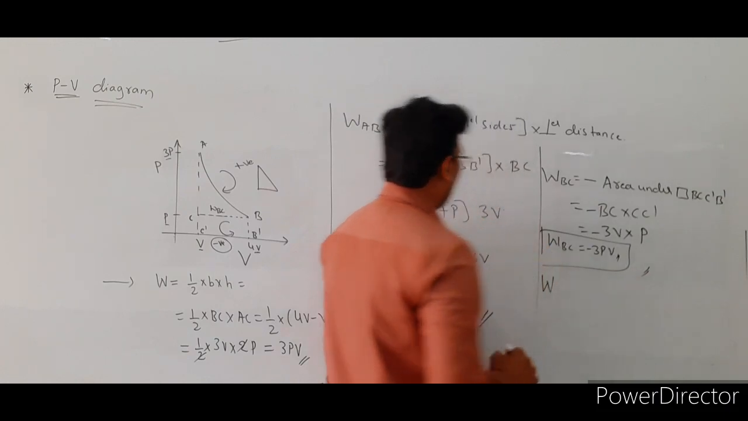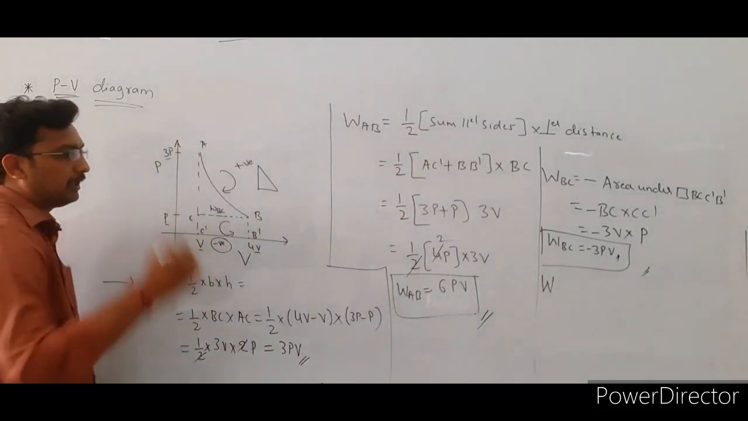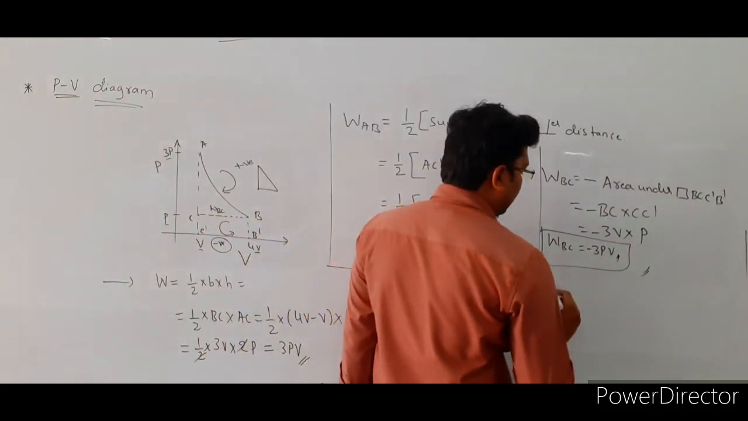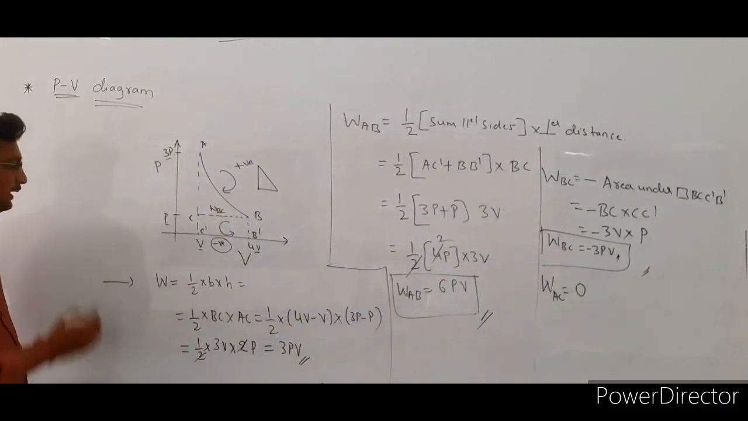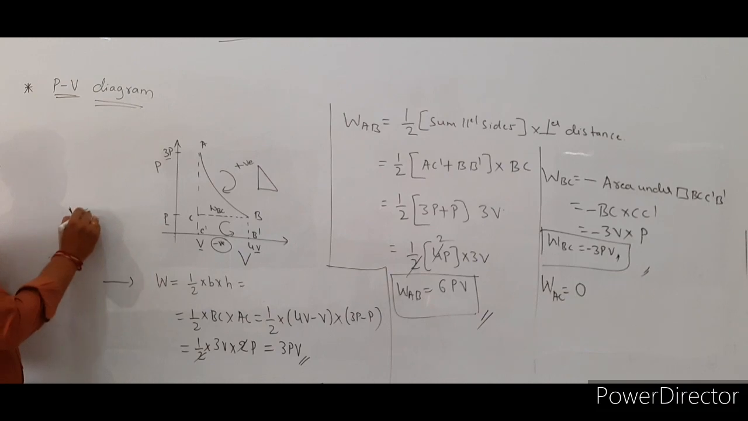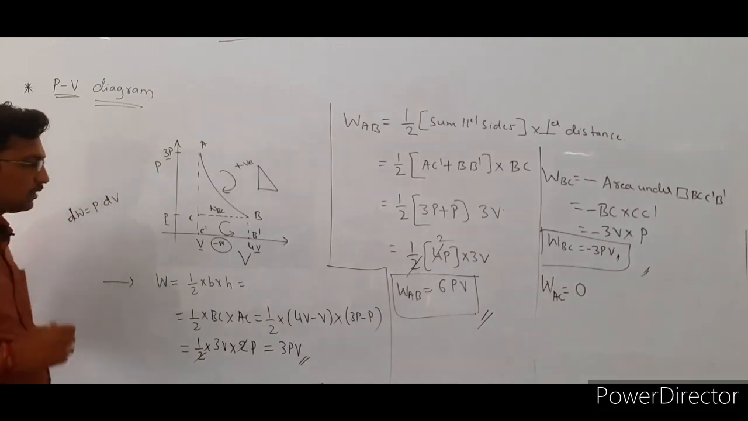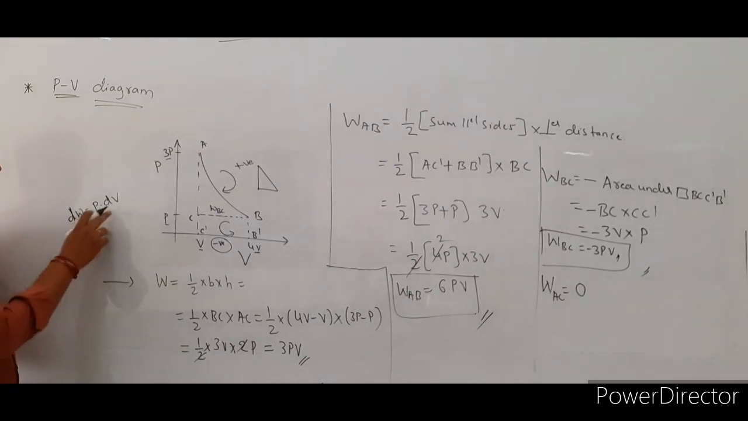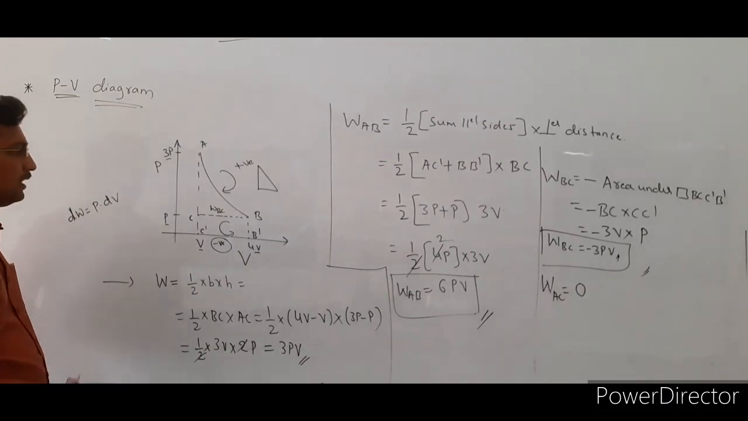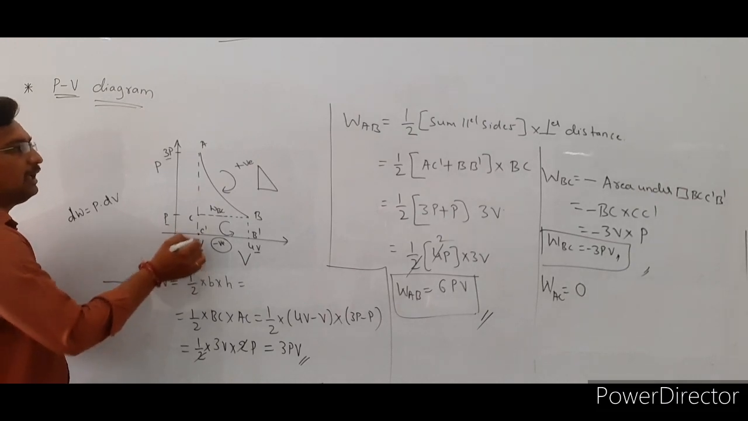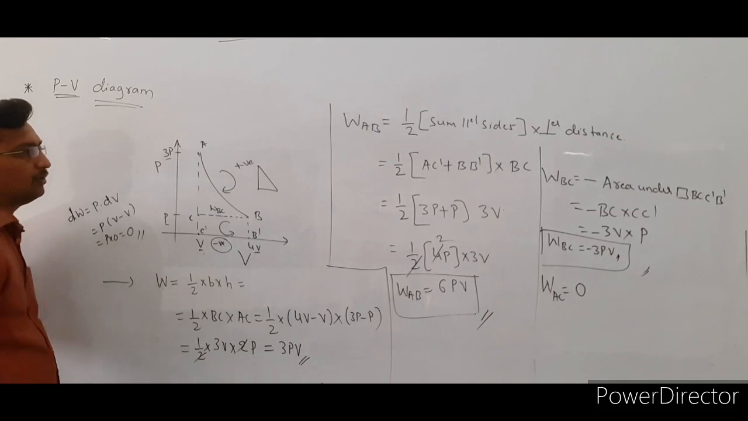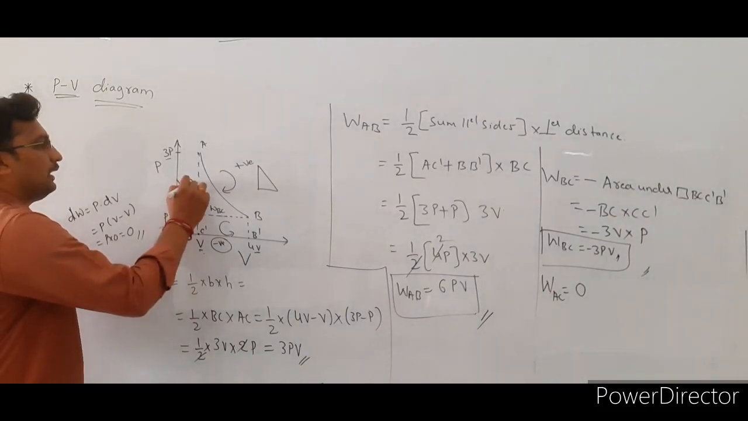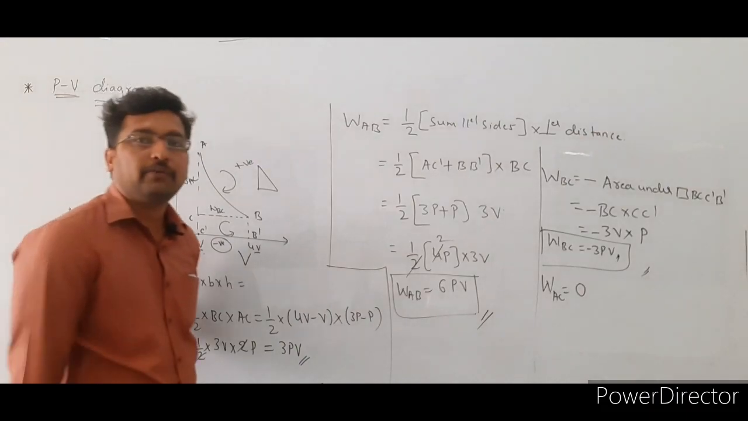And the next one, the work done along AC. Here the work done along AC is 0. Why is it 0? See here. We already know the small work done formula, that is P into dV. The work done is equal to P into dV. Here P indicates the pressure, dV indicates the change in volume. The initial volume is V and the final volume is also V. Then the change in volume becomes V minus V is equal to 0. 0 into pressure is equal to 0. So that's why the work done along AC is 0.